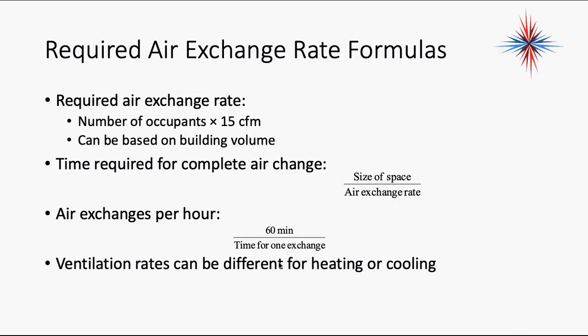Required air exchange rate for most buildings: you take the number of occupants and multiply it by 15 CFM. In other words, I have to bring in 15 CFM of outdoor air per occupant in the building. Okay? These days that has actually even been applied to residential. New residential construction, I have to have these air exchange rates.